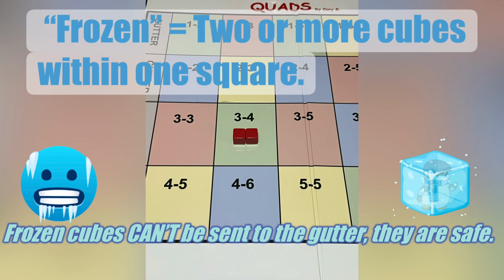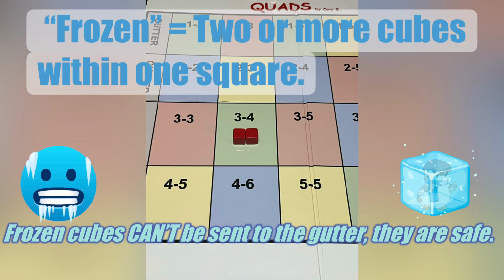Frozen. A frozen is two or more cubes within one square. Frozen cubes can't be sent to the gutter. They are considered safe. If a trick is played where a frozen is located, the player that holds that color may do one of the following.